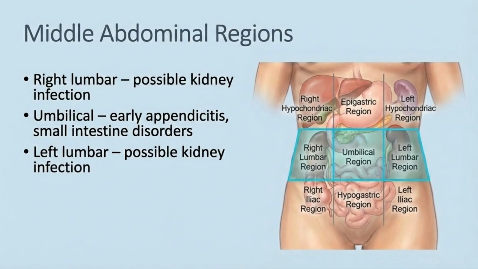The umbilical region is the central region of the abdomen surrounding the umbilicus, or navel. The term umbilical comes from the Latin word for navel.